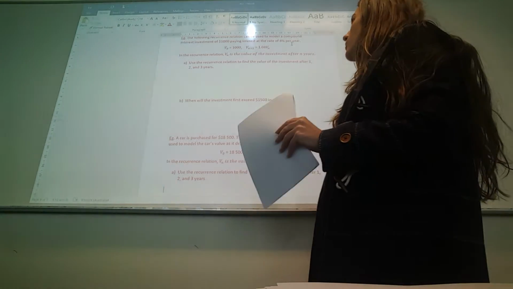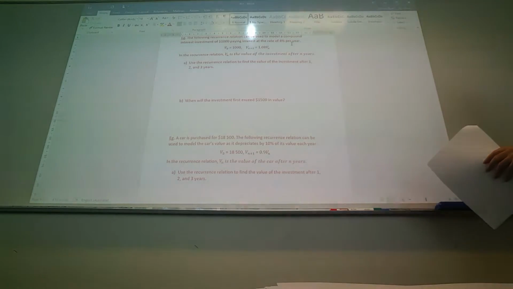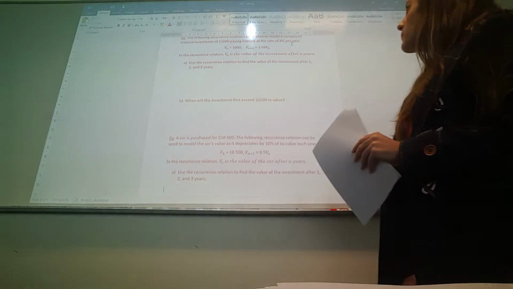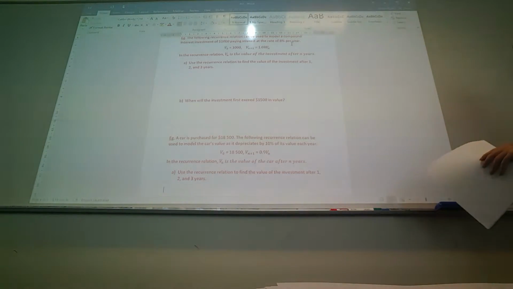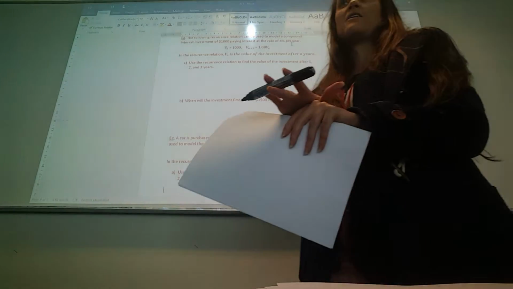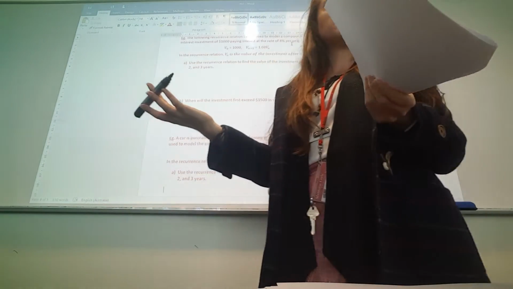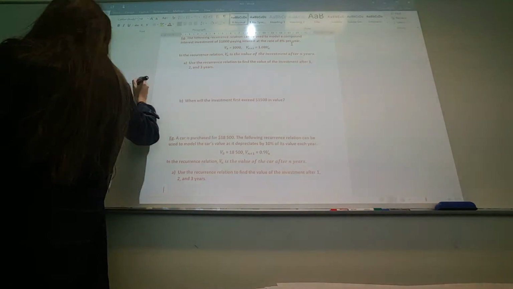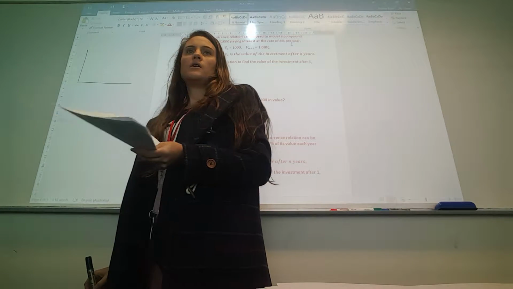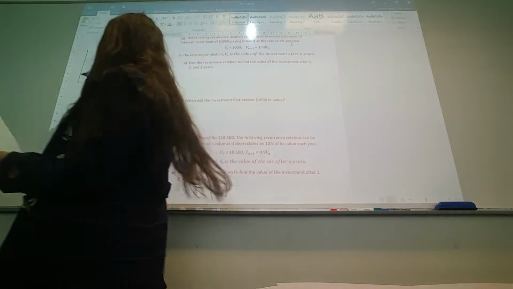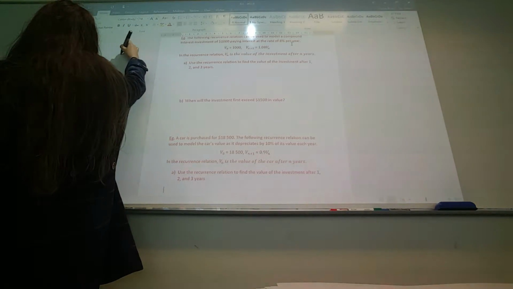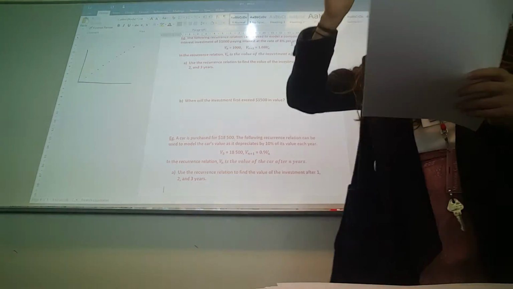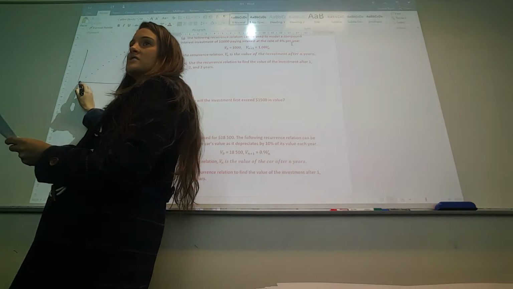So the following recurrence relation can be used to model a compound interest investment of $1,000 paying interest at the rate of 8% per year. So thinking back to chapter 4, when we talked about financial maths and compound and simple interest, when we graphed simple interest, what sort of graph was it? Yeah, it was linear, because we were just adding the same amount every single time, because everything was calculated on the first amount.